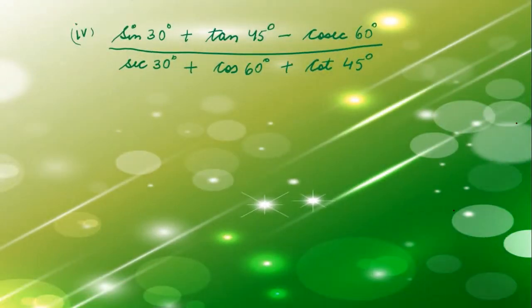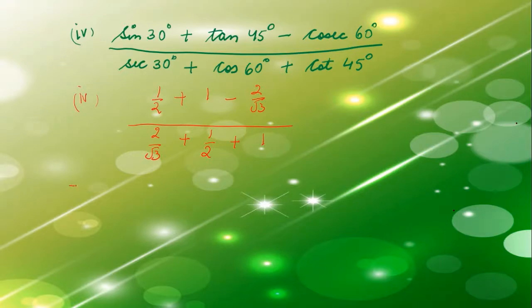Now the fourth part is sin 30 degree plus tan 45 degree minus cosec 60 degree divided by sec 30 degree plus cos 60 degree plus cot 45 degree. Now you know from the table sin 30 is 1 upon 2 plus tan 45 is 1 minus cosec 60, that is reverse of sin 60, that is root 3 by 2. So it will be 2 by root 3. Sec 30, take the reverse of that is cos 30, that is root 3 by 2. So it will be 2 by root 3 plus cos 60 is 1 upon 2 plus cot 45 is 1.